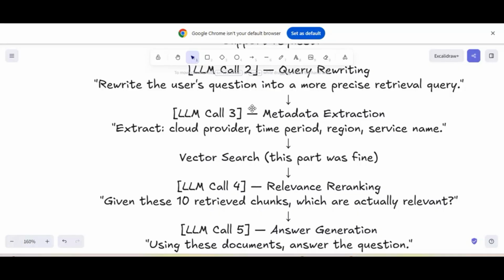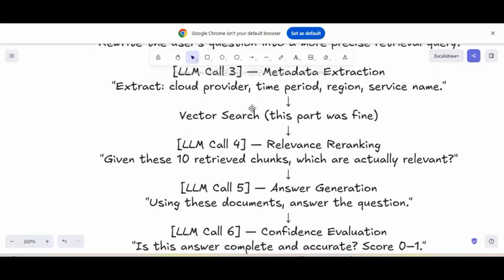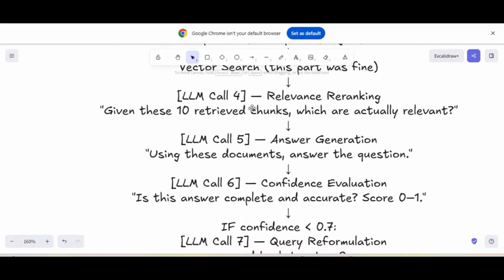After that, the next step goes to the vector search. All the documents are stored in the vector database in the form of vector embeddings. This was working fine, everything was fine. Next, again, one more LLM call happens, that is relevance reranking.